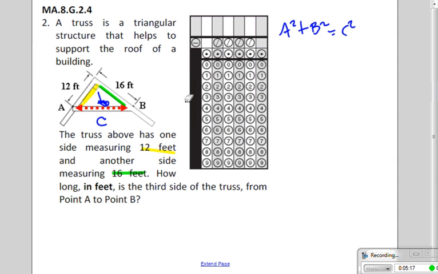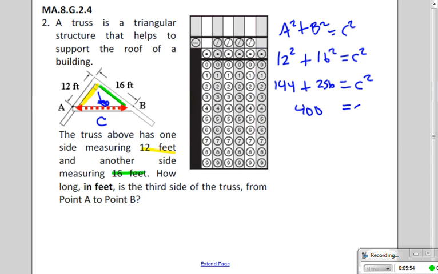So knowing that, if I assign 12 to be A and 16 to be B, I can just plug it in. So 12 squared plus 16 squared equals C squared. The next thing that is screaming at me to do is to evaluate and simplify this side. So 12 squared is 144, because it's 12 times 12, plus 16 times 16, which is 256, which equals C squared. The next thing I have to do is add these together. So 144 plus 256 will be 400, which equals C squared.